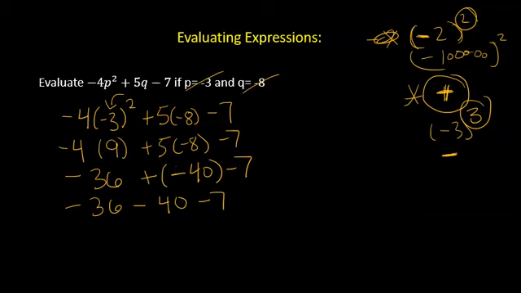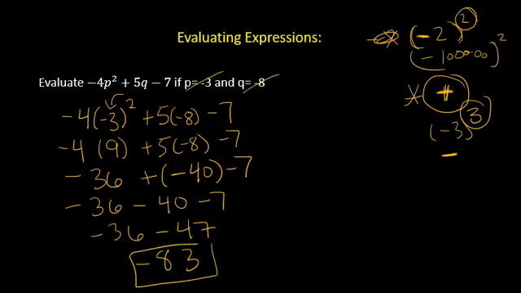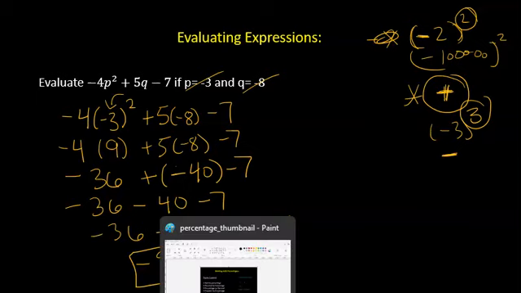Let's see, let's start from the left. -36 minus 40. Let's do these two. -36 minus 47 gives me -83. This is the answer.